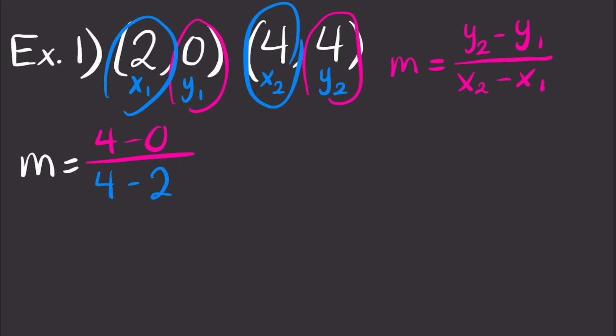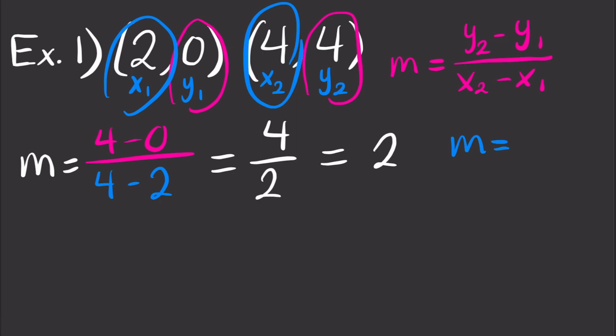Alright, now 4 minus 0, that's just 4. 4 minus 2, that's just 2. And the very last thing is to divide. 4 divided by 2 is 2. So our final answer is m equals 2, which I got from m from the equation and the 2 we just got. Now, if that was weird, there is another way.